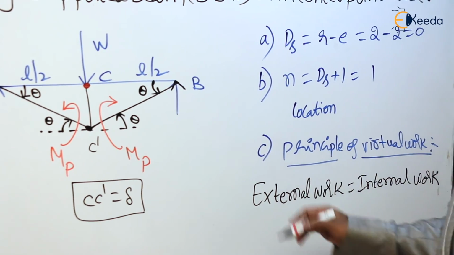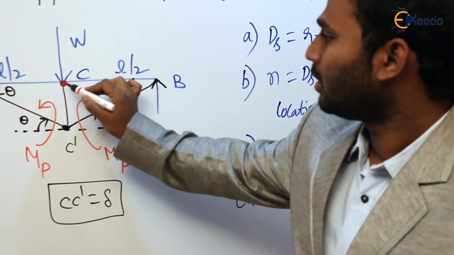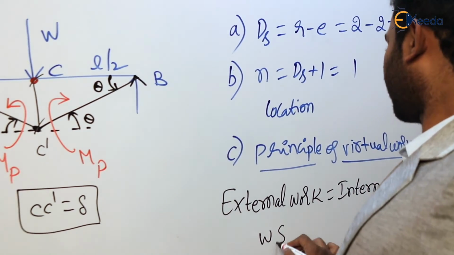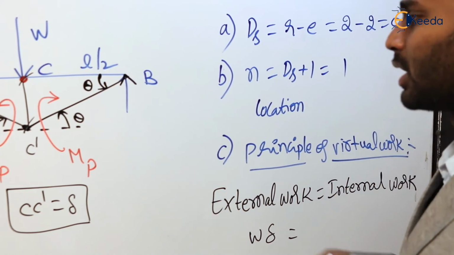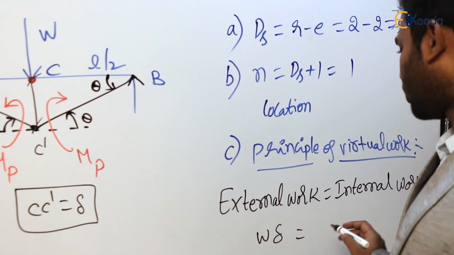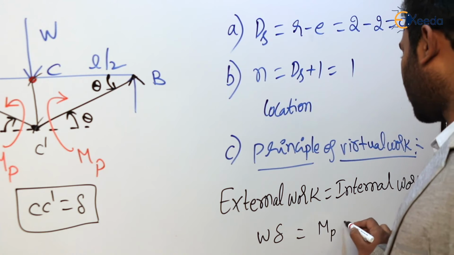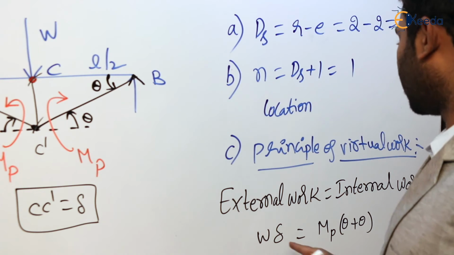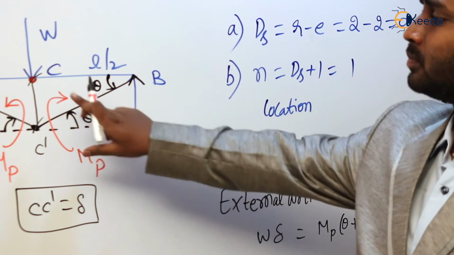So what is external work done? External work done is by the external load, that is W. So W into delta, which are in the same direction. The internal work, they are opposite, that is why negative. So MP tries to make those two theta 0. So MP into theta plus theta. So finally, how much is the delta?